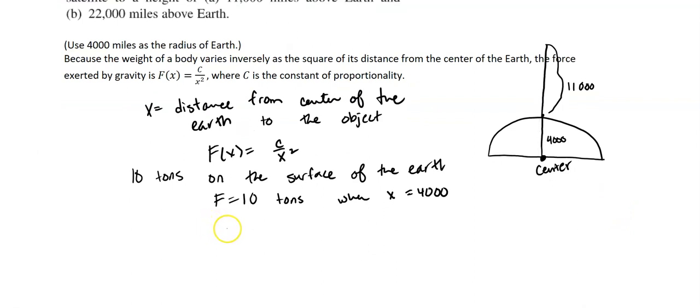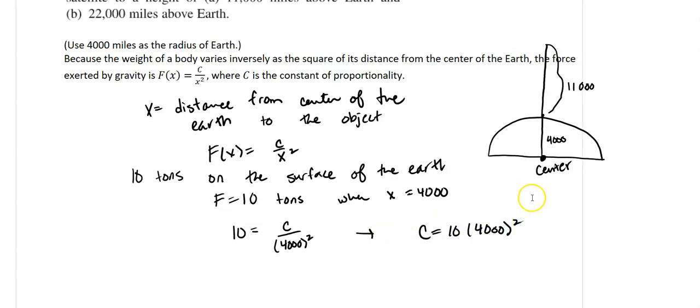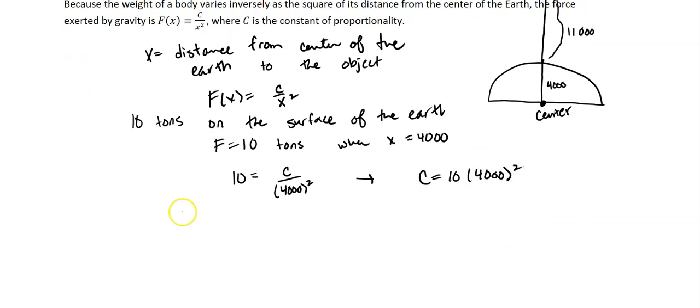So I'm going to have 10 equals c over 4,000 squared. That tells me that c equals 10 times 4,000 squared. I could multiply that out, but that's going to be a huge number, and it's more convenient to write it this way. So we're just going to say that f of x equals 10 times 4,000 squared divided by x squared, and work with that for the rest of the problem.